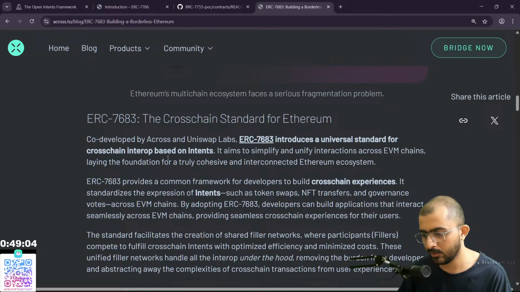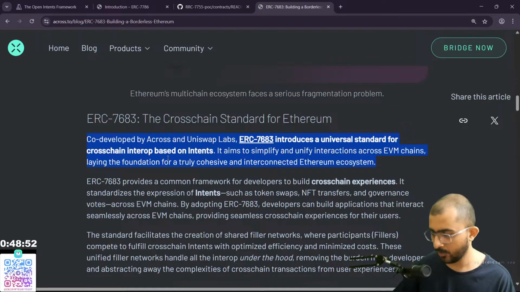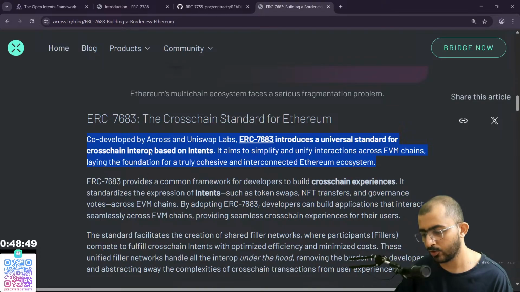ERC-7683, a cross-chain standard for Ethereum, co-developed by Across and Uniswap Labs. ERC-7683 introduces a universal standard for cross-chain interop based on intents. It aims to simplify and unify interactions across EVM chains, laying the foundation for a truly cohesive and interconnected Ethereum ecosystem. Okay.